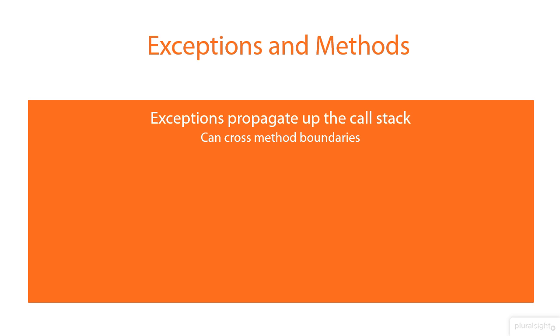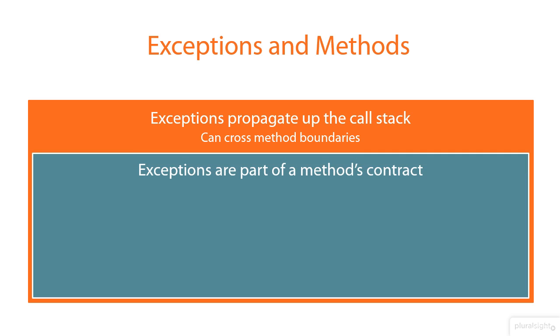method boundaries. So the question is, how could method A know it had to be responsible to catch an exception that occurred all the way down in method D? Well, in Java, the exceptions that a method throws are actually part of that method's contract, just like its return type would be or the list of parameters it accepts. So in Java, a method is responsible for any checked exceptions that might occur. And it basically has two choices for dealing with them.